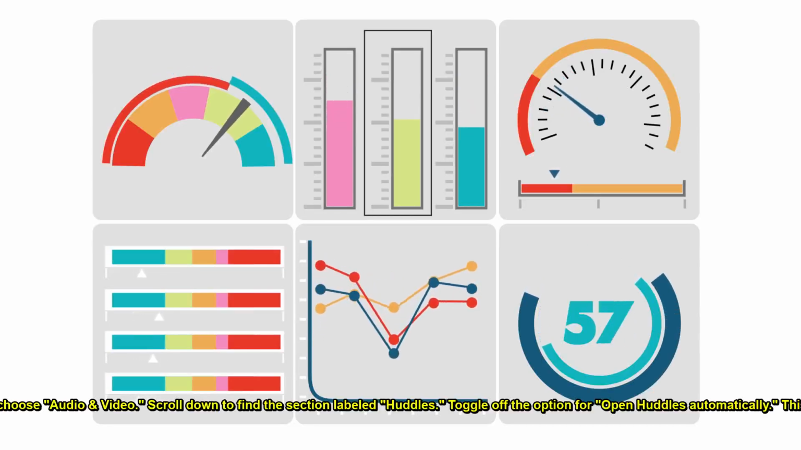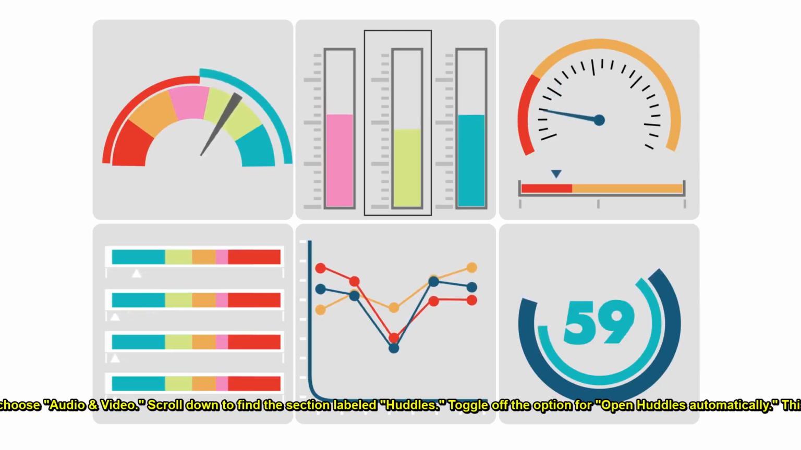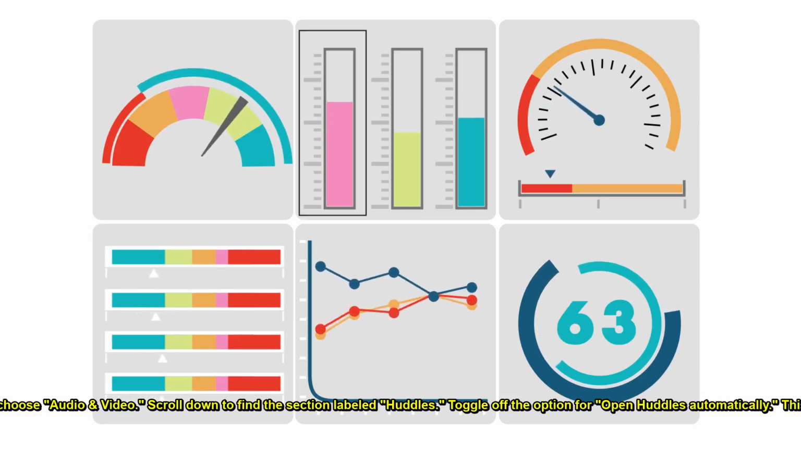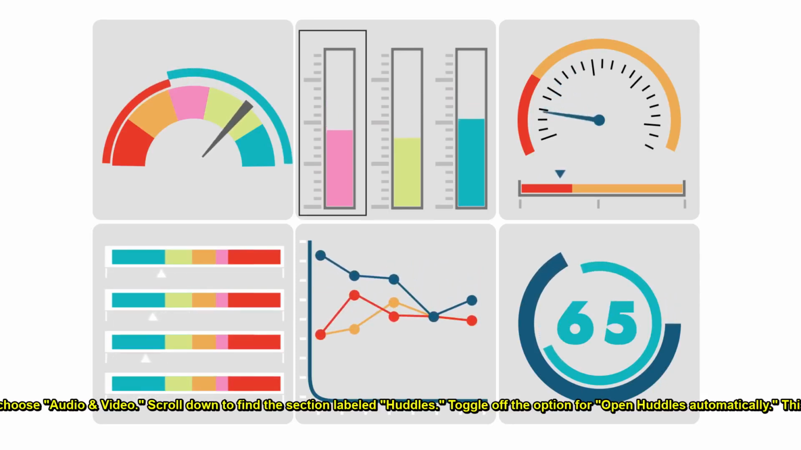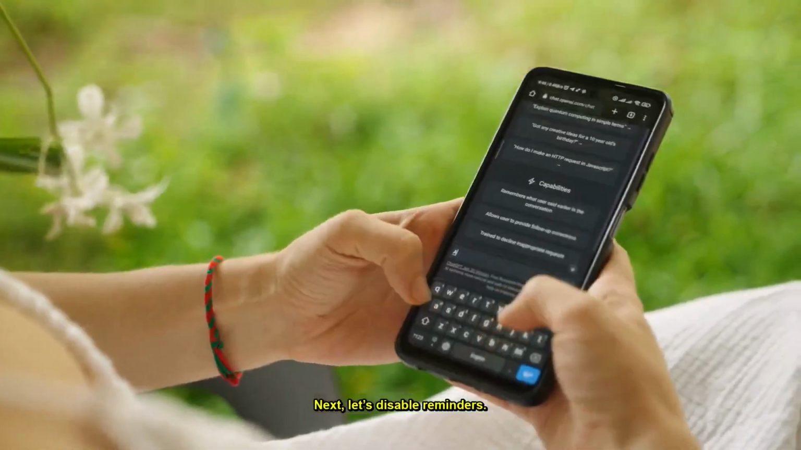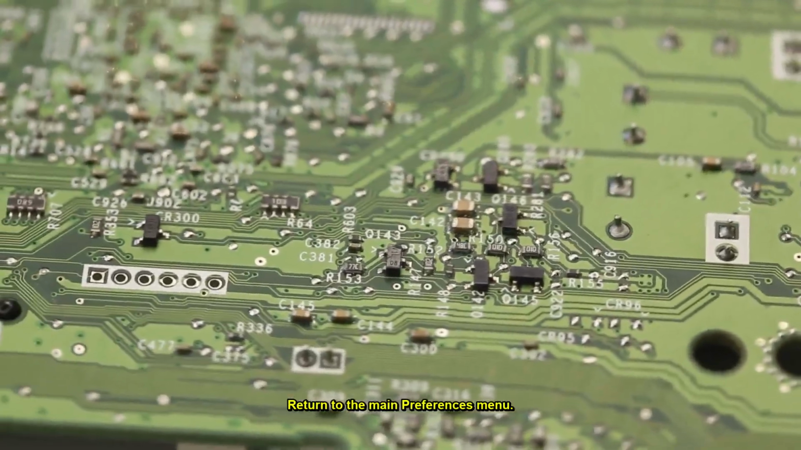Scroll down to find the section labeled Huddles. Toggle off the option for Open Huddles automatically. This will prevent huddles from starting without your initiation. Next, let's disable reminders. Return to the main Preferences menu.